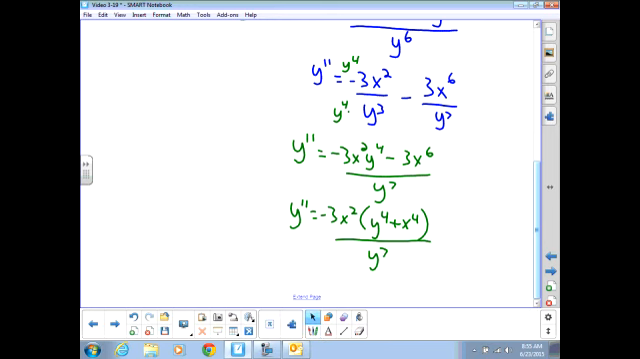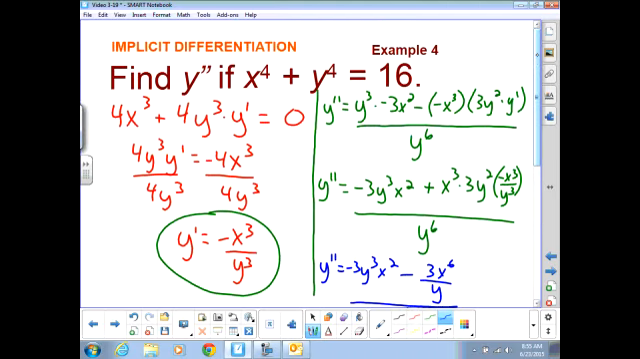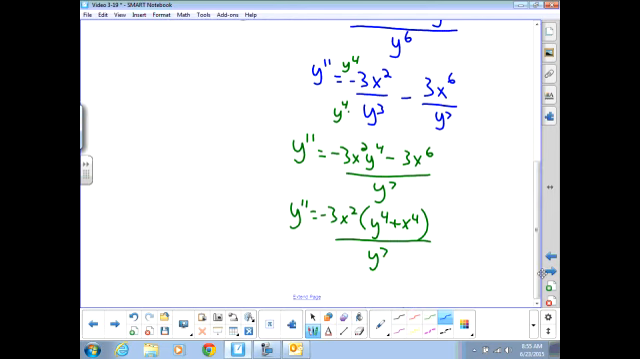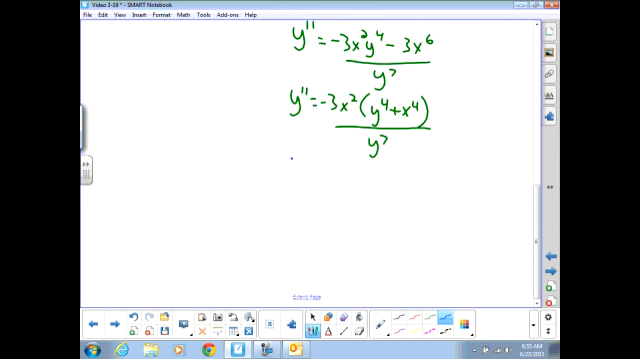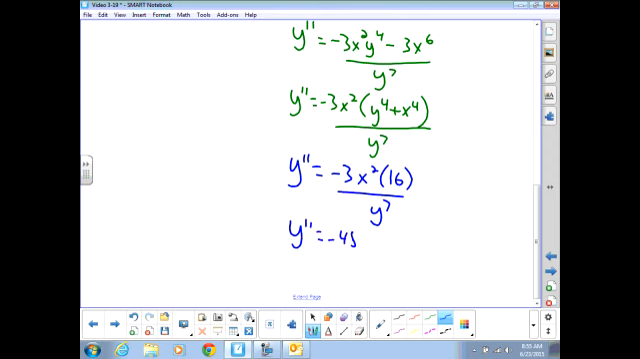And this is where the clever thing comes in. We know a y to the 4th plus an x to the 4th from our original equation is really just 16. So you could replace it with 16, which would make it even nice and neater. So this would be negative 3x squared times 16 over y to the 7th. So that would just give us negative 48x squared over y to the 7th.